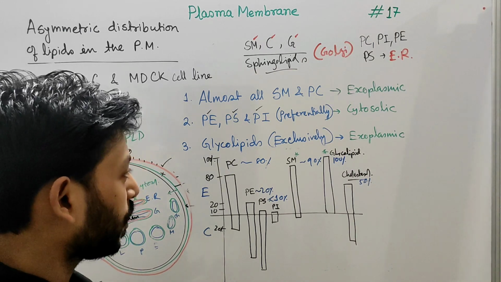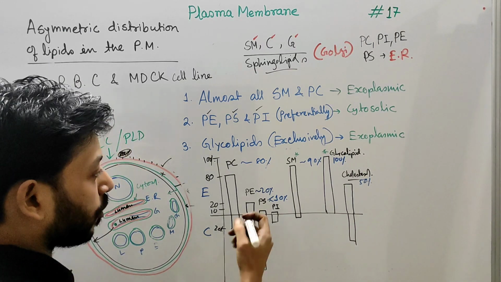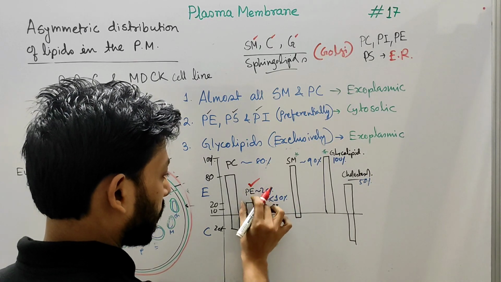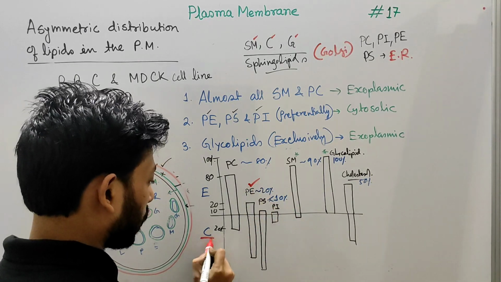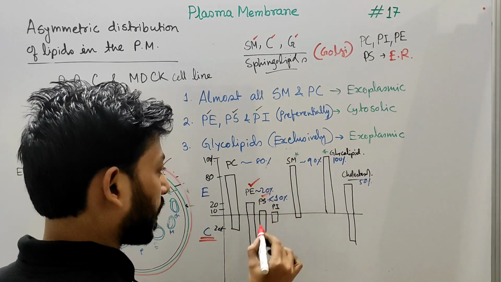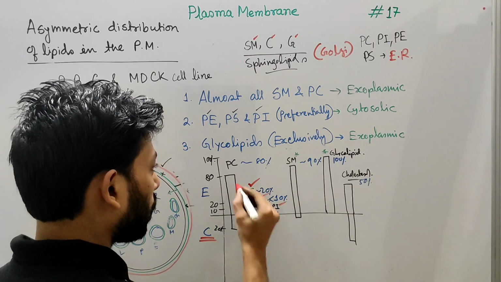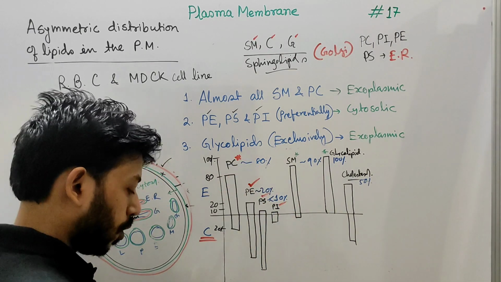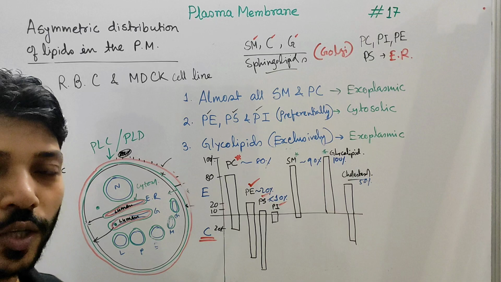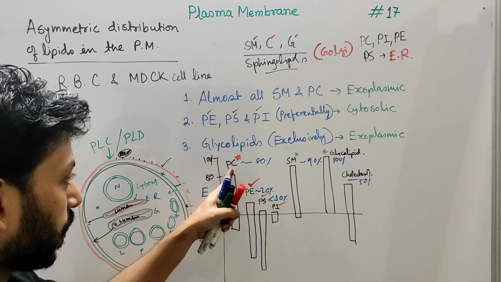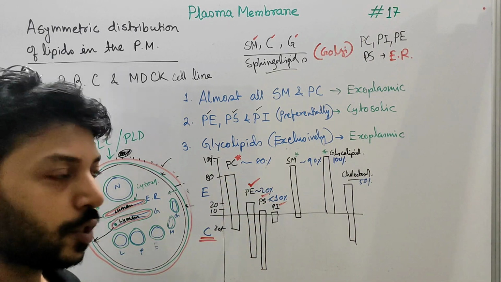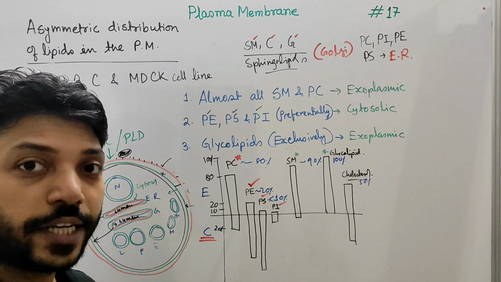Now one question will actually come. Yes, phosphatidylinositol is present inside, in the cytosolic leaflet, more. Phosphatidylserine is also, and inositol is also. But what will be the answer for phosphatidylcholine, because it is present outside, in the exoplasmic leaflet, more than 80%?